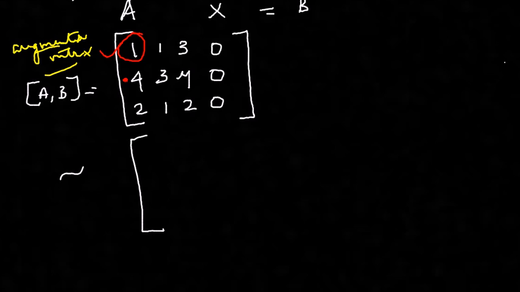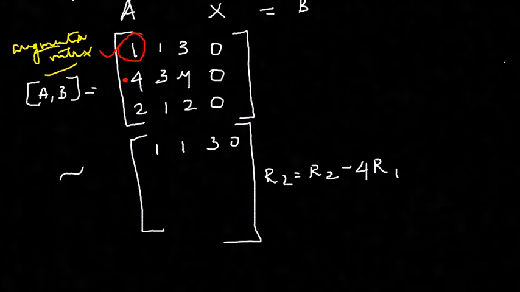Now this matrix becomes, we write the first row as it is. The second row now becomes R2 equal to R2 minus 4 times R1. We are doing this to make this element here a 0. Okay, so 4 minus 4, 0. 3 minus 4, minus 1. Mu minus 12, right? So this will become mu minus 12 and this remains 0.